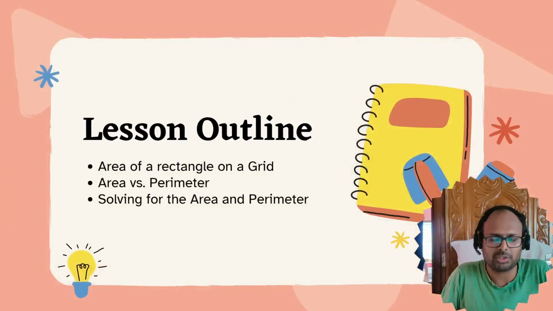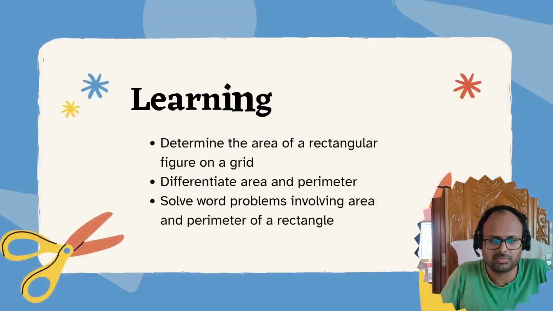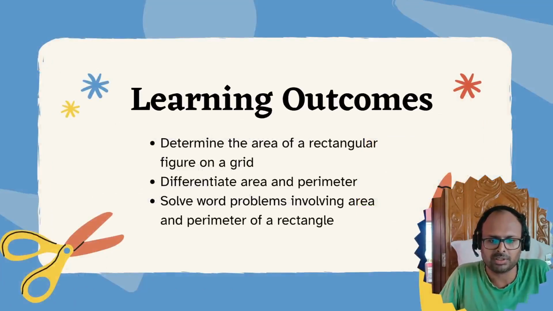First of all, we need to find out the lesson outline. What is the area of a rectangle on a grid? Area versus perimeter, and solving for the area and perimeter. Second is learning outcomes. We need to determine the area of the rectangle figure on a grid, differentiate area and perimeter, and solve word problems involving area and perimeter of the rectangles.